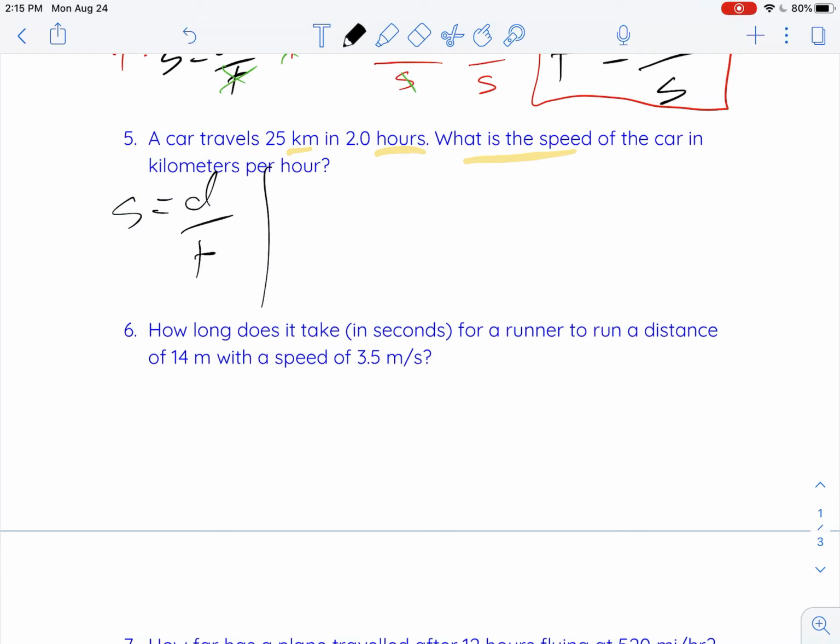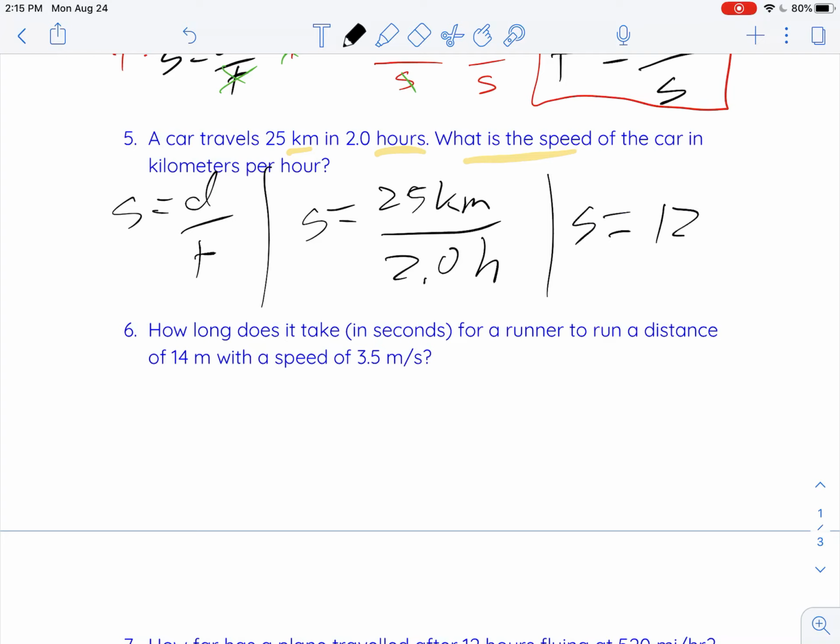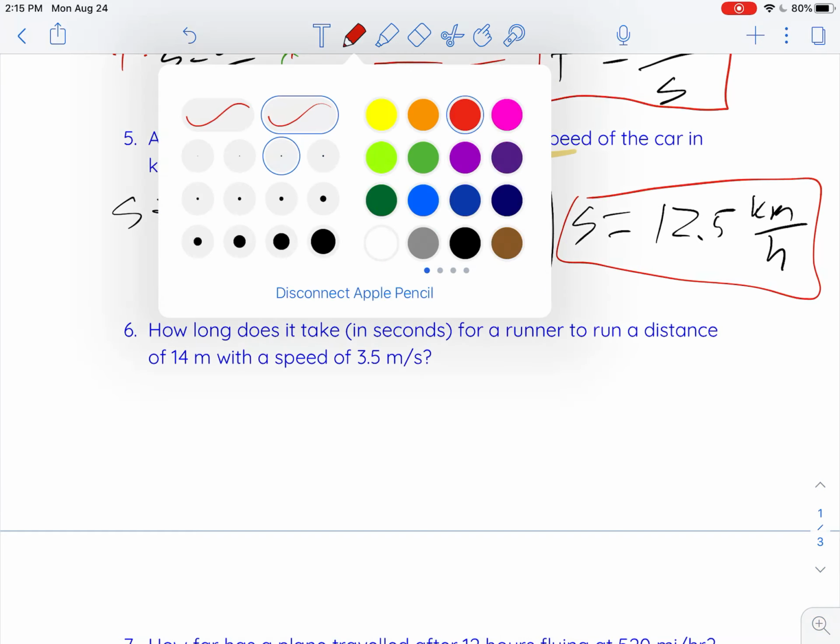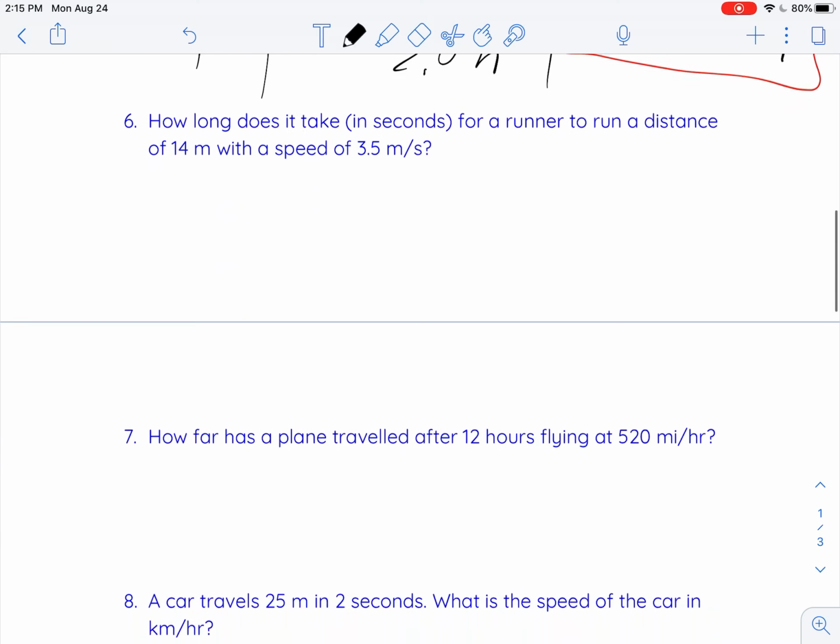So speed is distance over time. Step 1, equation. Step 2, I'm going to sub in my numbers. So speed is 25 kilometers divided by time of 2.0 hours. That's step 2. And then finally, step 3, I do my math. 2 goes into 25, 12.5 times. And my units of kilometers in the numerator and hours in the denominator stay just as they are. Kilometers per hour is a valid unit of speed. And so there we go, I've computed the speed.